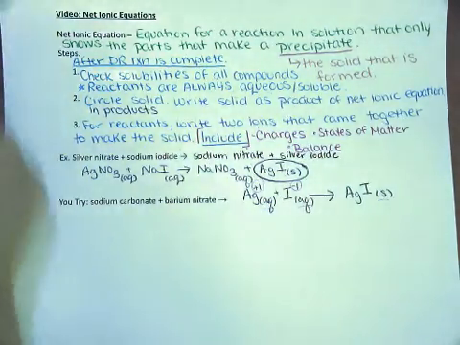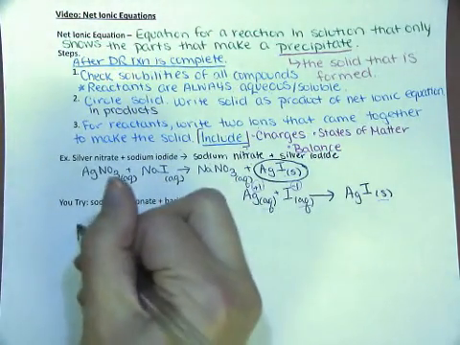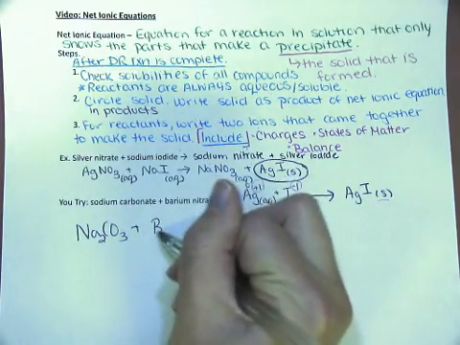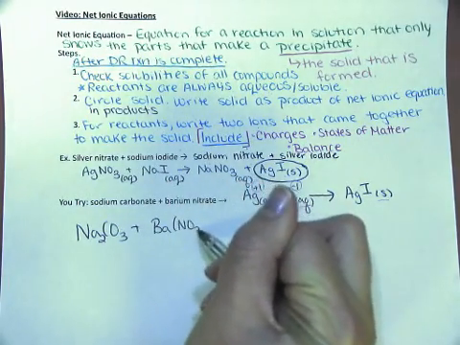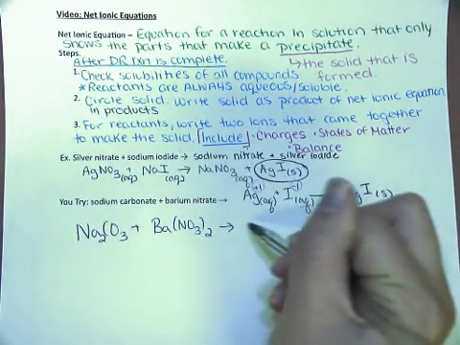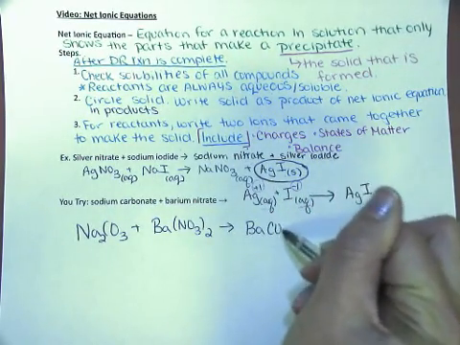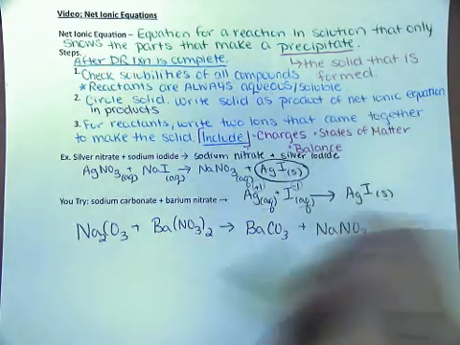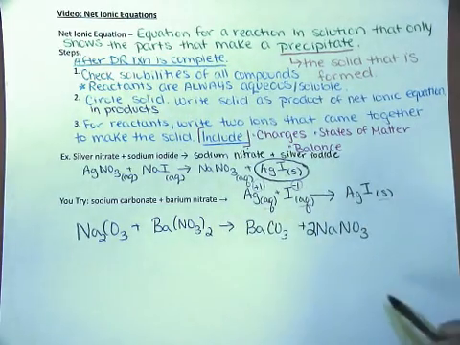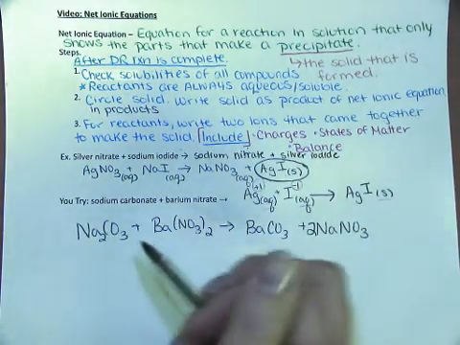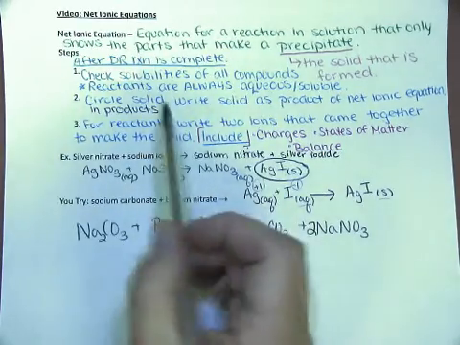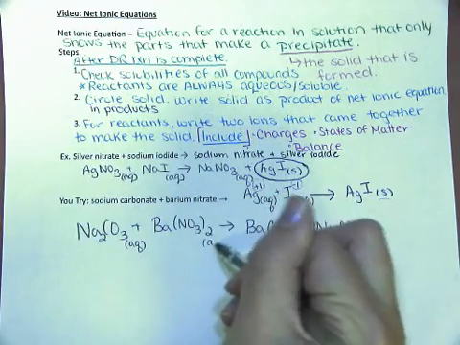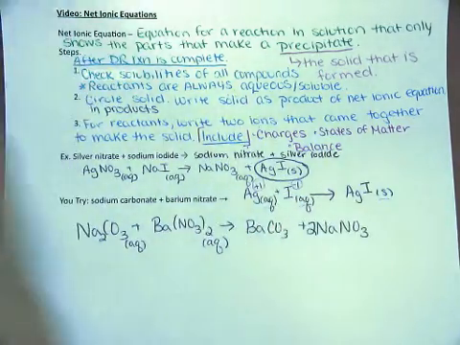Now for the next one. Sodium carbonate plus barium nitrate react together to make barium carbonate and sodium nitrate. Now to balance, I put a 2 here. Okay, check my solubilities. Both reactants are always aqueous. So aqueous, aqueous. I check my products.